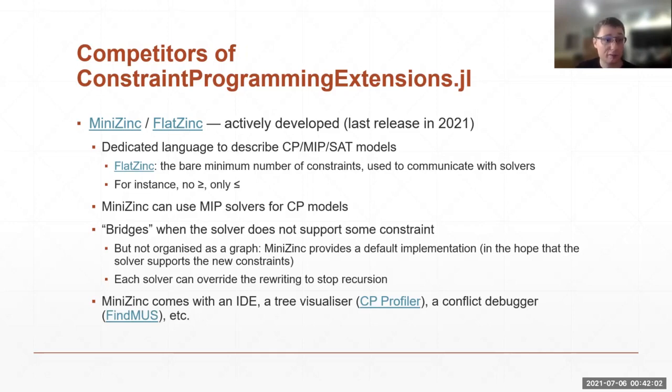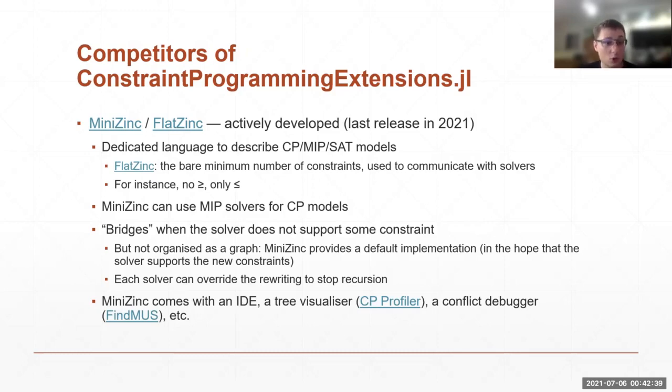There's a variant of MiniZinc that's called FlatZinc, which contains only the bare minimum number of constraints. For example, we have no greater than, we have only less than constraints. And this sub-language, so to speak, is used to communicate with solvers so that they don't have to parse a much more complex language for users to input their models. And MiniZinc is mostly a compiler from the MiniZinc language, which is quite high level, to FlatZinc, which is a lot more low level. And to do so, MiniZinc uses the notion of bridges.